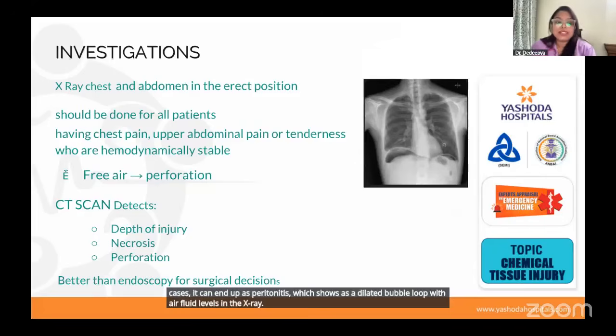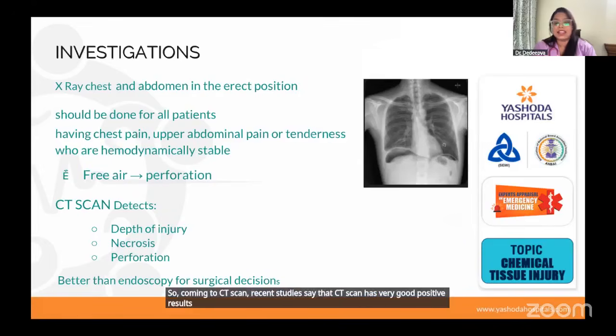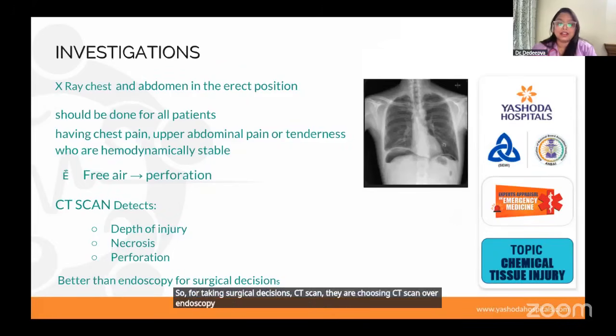So, coming to CT scan, recent studies say that CT scan has very good positive results. Like CT scan is indicated in many cases. It actually detects the depth of the injury, if there is any necrosis or perforation. So, for taking surgical decisions, they are choosing CT scan over endoscopy as a better decision maker.